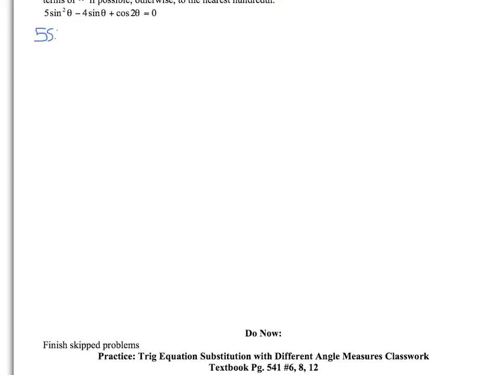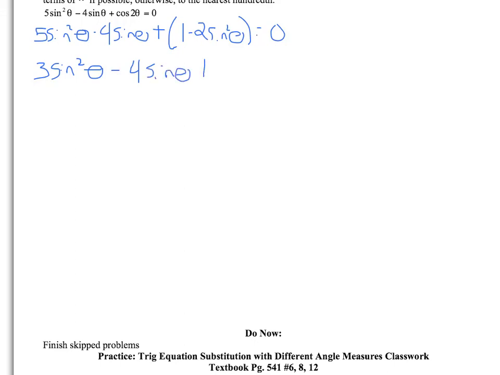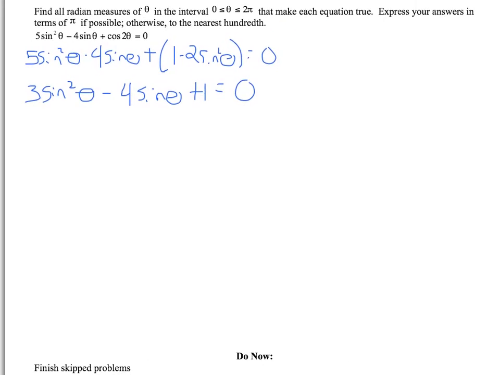So I will have 5 sine squared theta minus 4 sine theta plus, and I'm using parentheses just to show plugging in. I'm going to combine like terms. So 5 minus 2 sine squared theta is 3 sine squared theta minus 4 sine theta plus 1 equals 0. This does factor. If you can't figure out how to factor it, please use the quadratic formula, but at this point I'm leaving you on your own. Also, please read the directions here. It says it wants it as a value between 0 and 2 pi. And express it in terms of pi if possible, but otherwise, if not, just give it to me to the nearest hundredth.